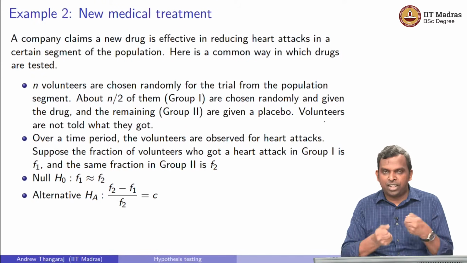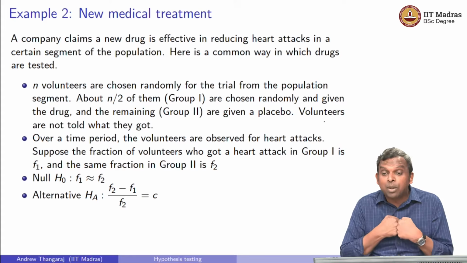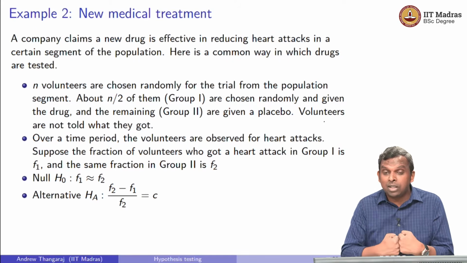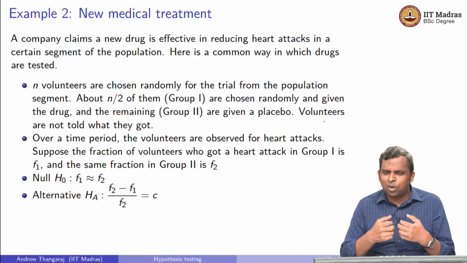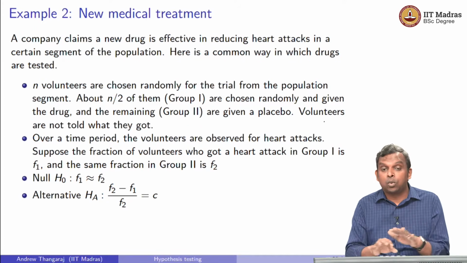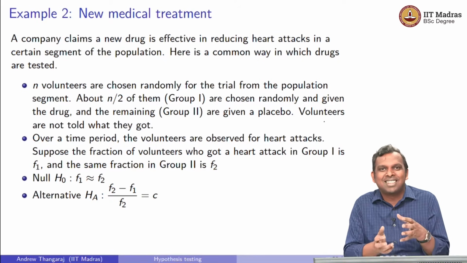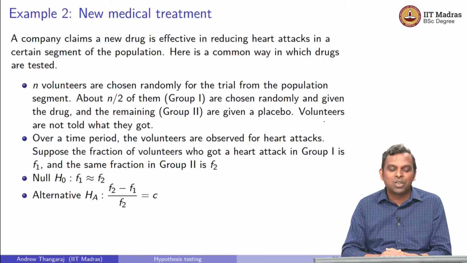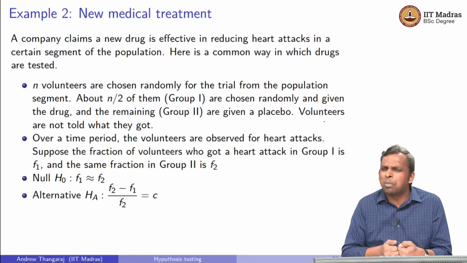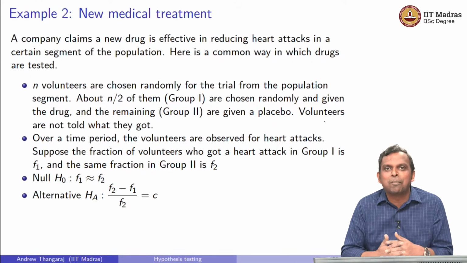Okay, so you have two fractions, and now your null hypothesis, once again, you remember the null is always taken to be the base level, right? So what is the base level? Your base level, you're expecting the drug not to work. So that's the null hypothesis typically. So you will say F1 and F2 are roughly the same, or maybe even equal. Roughly the same is what you're going to say is the null hypothesis.